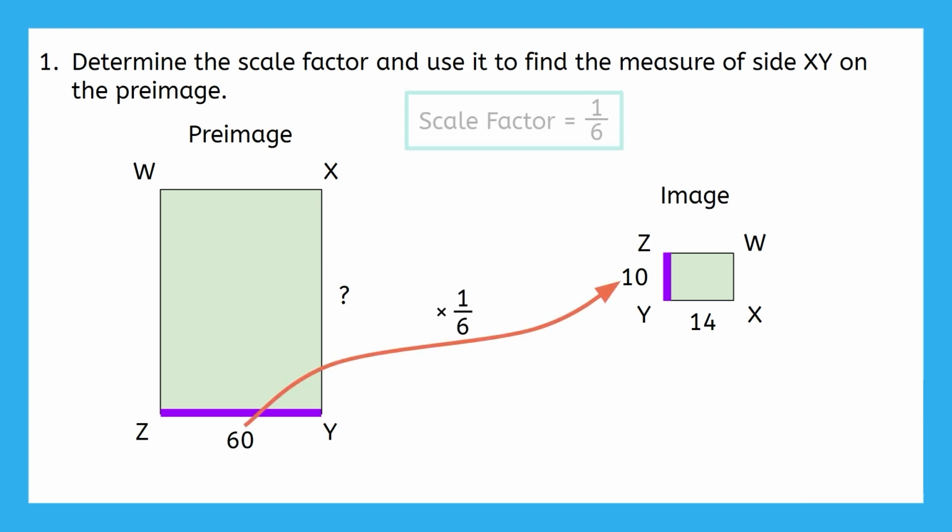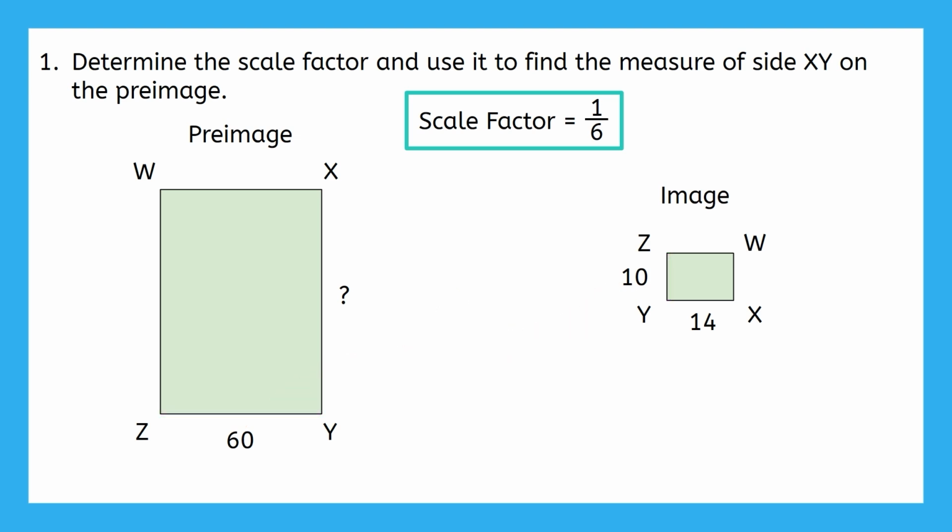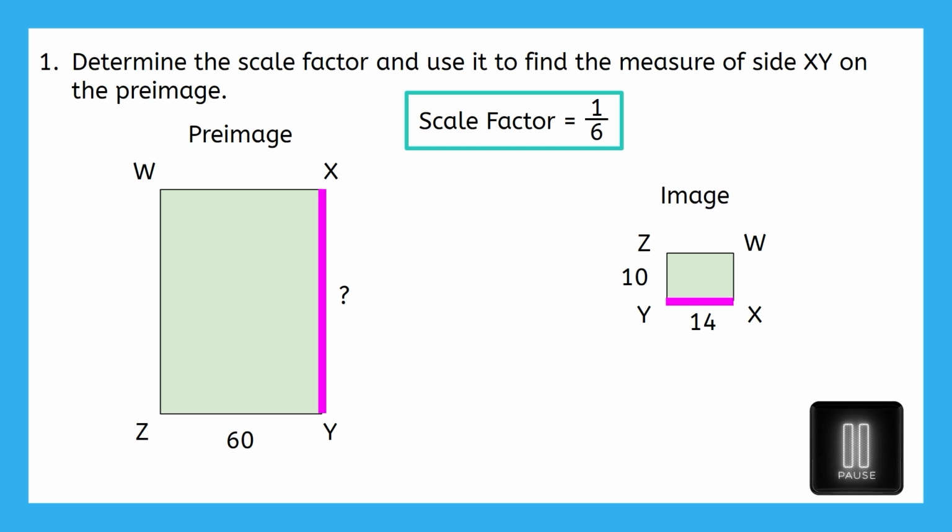Multiplying 60 times 1/6 gives us 10, so that's the scale factor. Now we can use the scale factor to find the length of side XY on the pre-image. We know side XY is 14 units on the image. So go ahead and work backward to find the length of side XY on the pre-image. Pause the video here and take all the time you need.